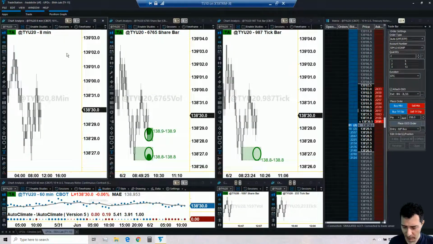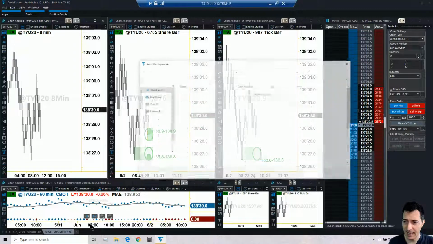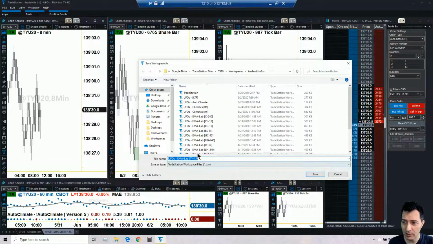So what I'm going to do then is just save this workspace. After I save it, remember that we also had an opportunity, at least it was flashing with a golden alert, for the US.